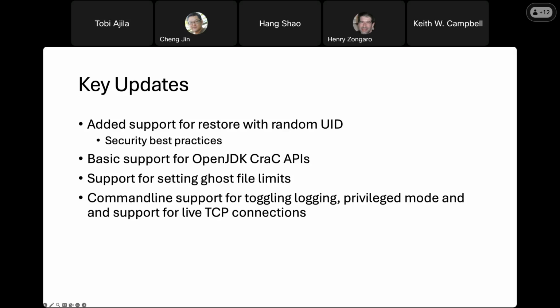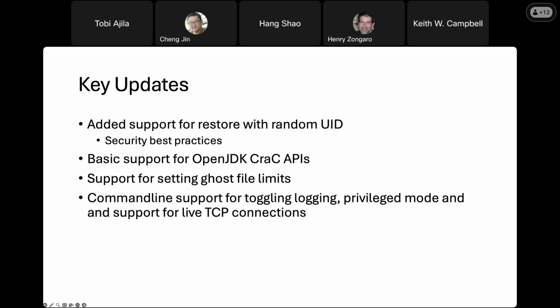We've added the checkpoint, resource, and CRaC management beans, MXBeans. There's some things missing with respect to command line options. So restoring an image using command line options is still pending. And then there's some features with respect to file policies that are missing, but we plan to add those in the coming releases. Additionally, we added support for setting ghost file limits.